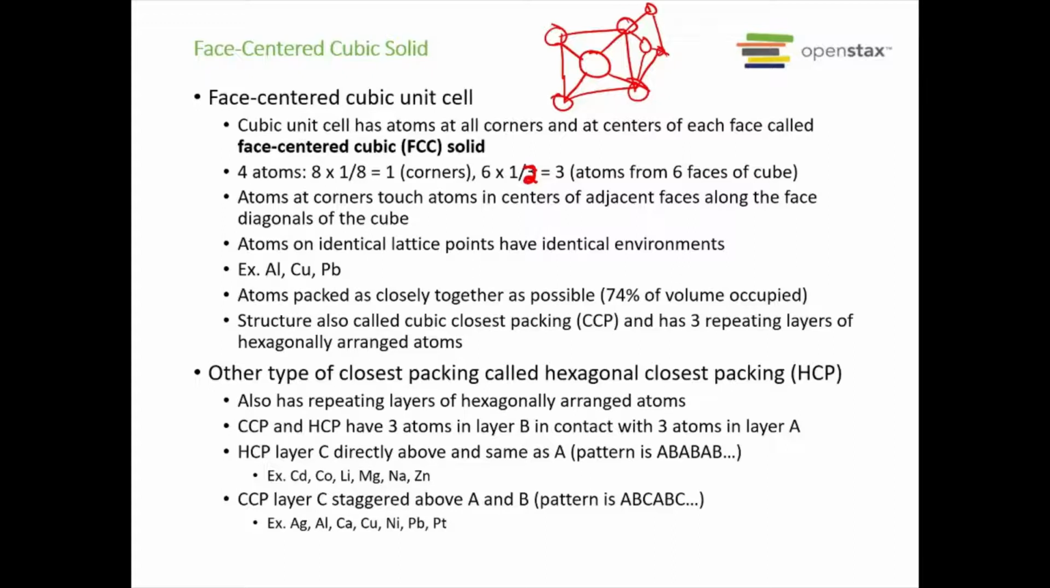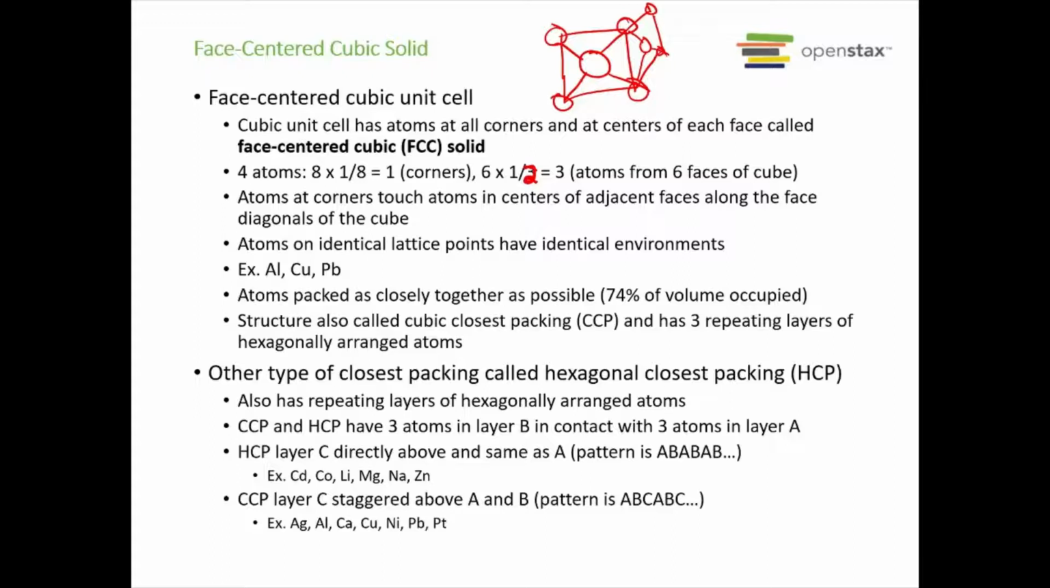Another name for this structure is called cubic closest packing, or CCP, and it actually has 3 repeating layers of hexagonally arranged atoms. We'll look closer at that in a little bit. But another type of closest packing is called hexagonal closest packing, or HCP. So these also have repeating layers of hexagonally arranged atoms. It is not the same as CCP. So this is not the same as the face-centered cubic unit.